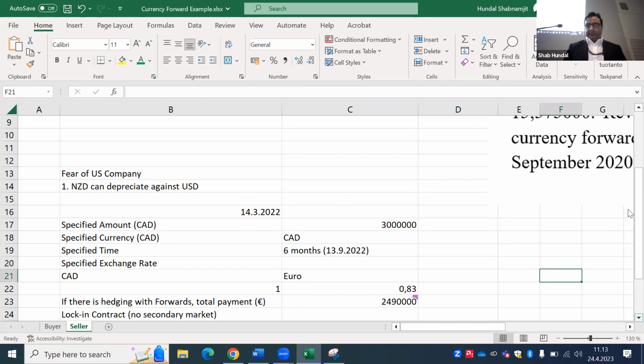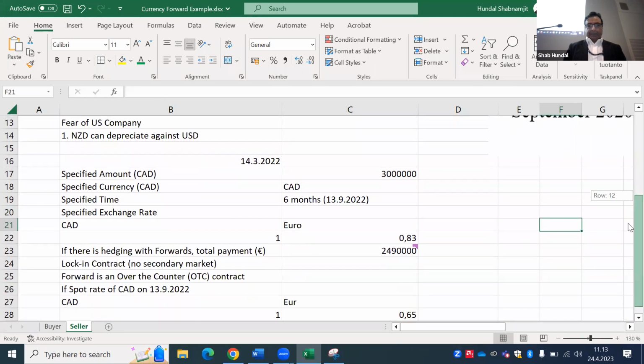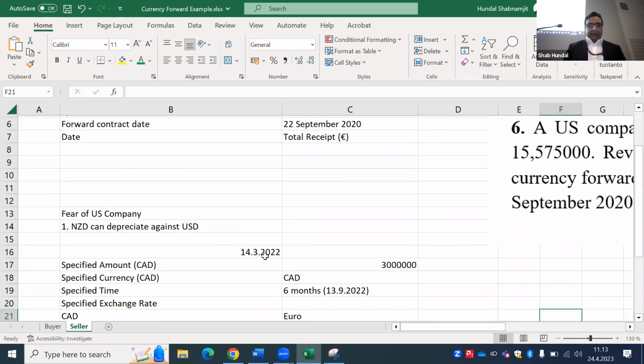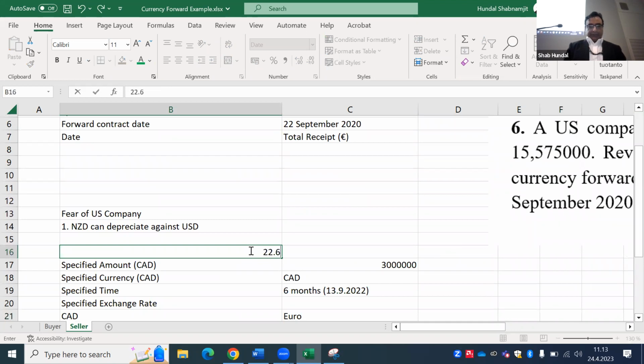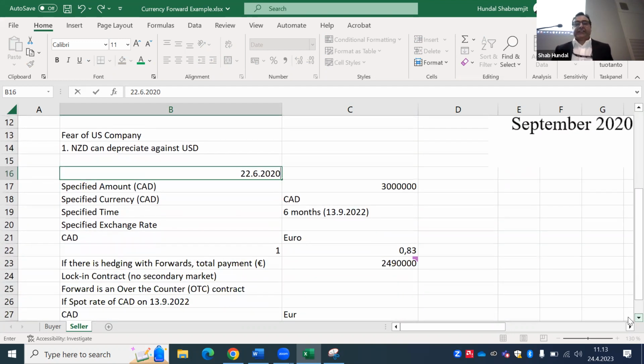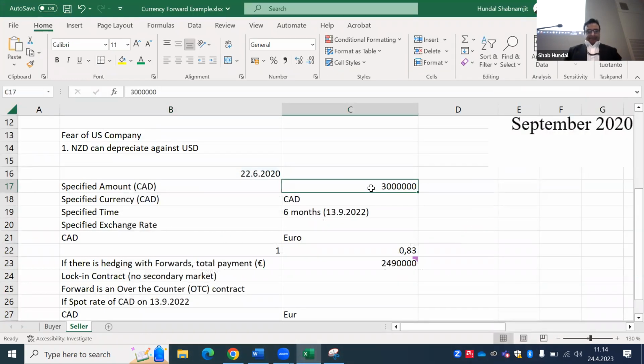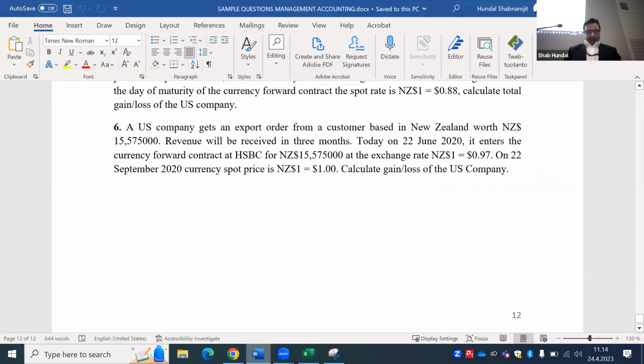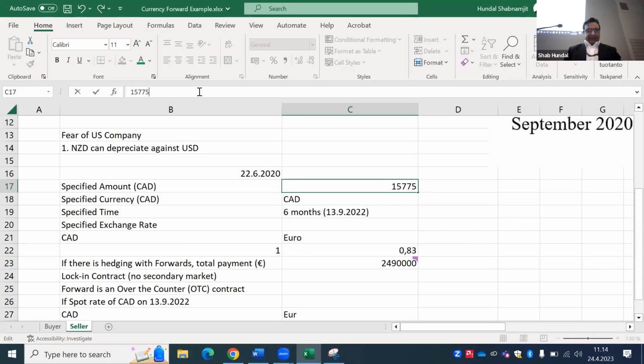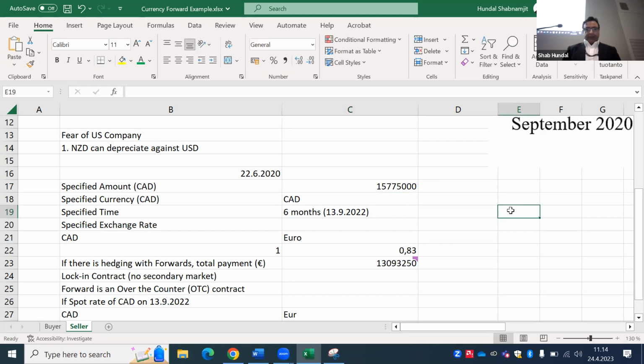So what you do, you go to HSBC and you sign a contract. The contract you sign on 20th of June 2020. You go to HSBC and tell your situation that Mr. or Miss Manager of HSBC, we have sold goods to New Zealand worth 15,575. How many zeros? 15,575, 3 zeros, right? So basically, it is 15.575 million New Zealand dollars. So this is New Zealand dollar, by the way.